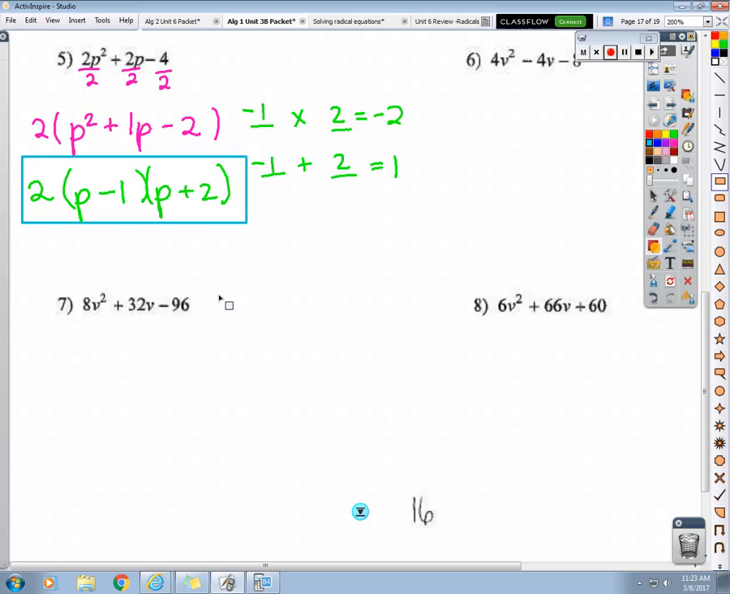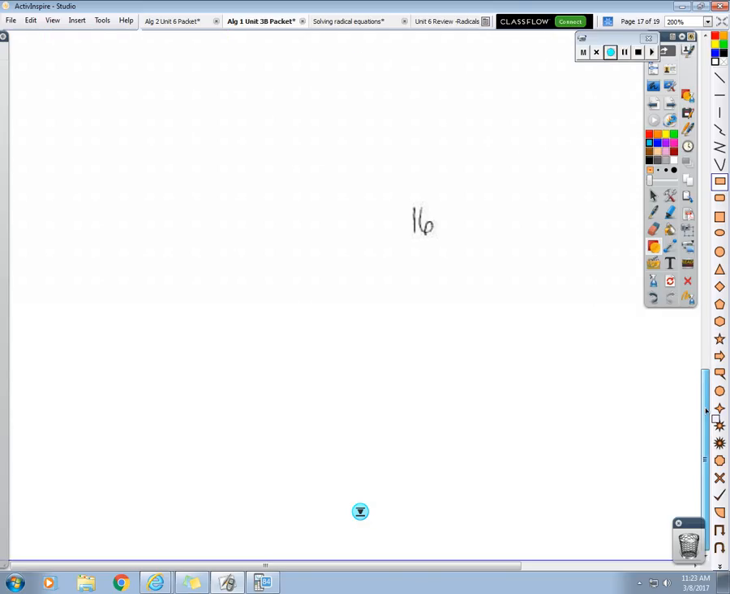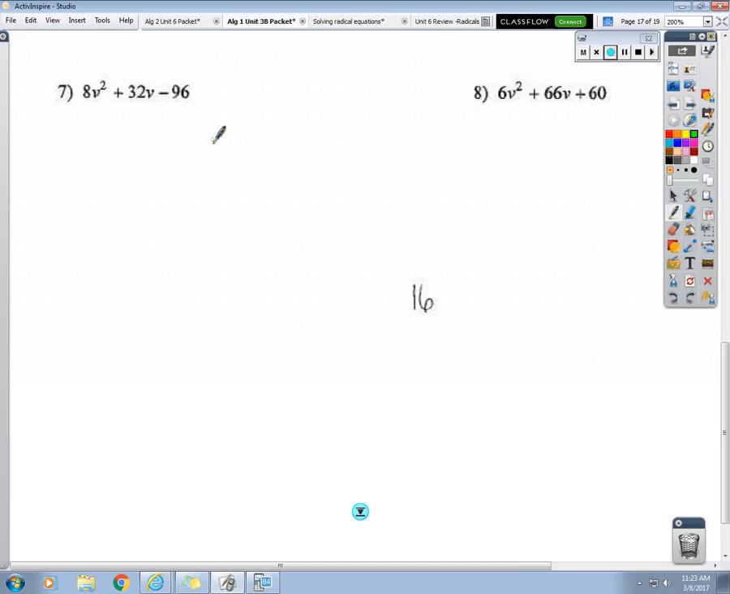Okay, number 7. This time, what is the leading coefficient? 8. Is 8 also a GCF for this one? Yes, because you can divide 8 out of all three of them and get a whole number. 8b squared divided by 8 is? Right. Positive 32b divided by 8 is? B. And negative 96 divided by 8 is? Very good. Okay, so now we've created ourselves a trinomial that can be factored by the bubble method.